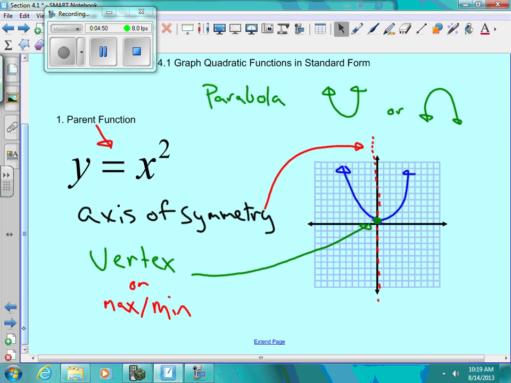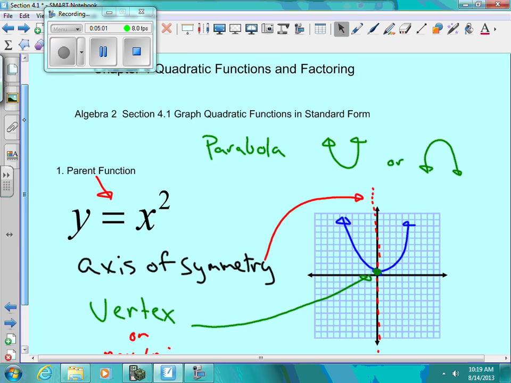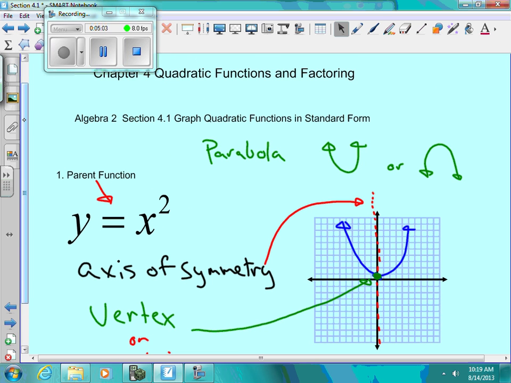They're always an x equals value. We'll get more into that on the next slide. But here's just some basic properties. Parabolas, excuse me, quadratic functions.